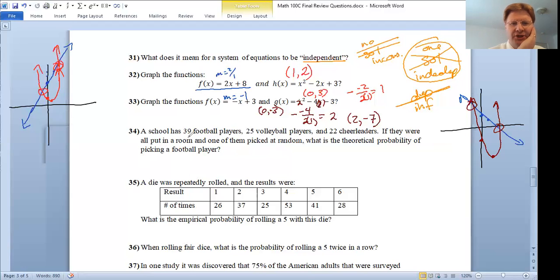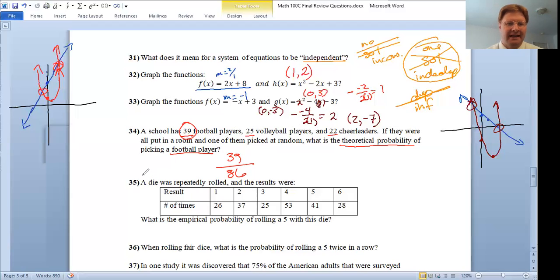A school has 39 football players, 25 volleyball players, and 22 cheerleaders. If they're all put in a room and one of them picked at random, what is the theoretical probability? So we're not actually going to do an experiment of picking a football player. We're just going to figure it out in our brain. So we have 39 football players out of, what is the total? That looks like 64, 86. 39 out of 86. Yep, 39 football players out of 86 total. I don't think that simplifies at all.